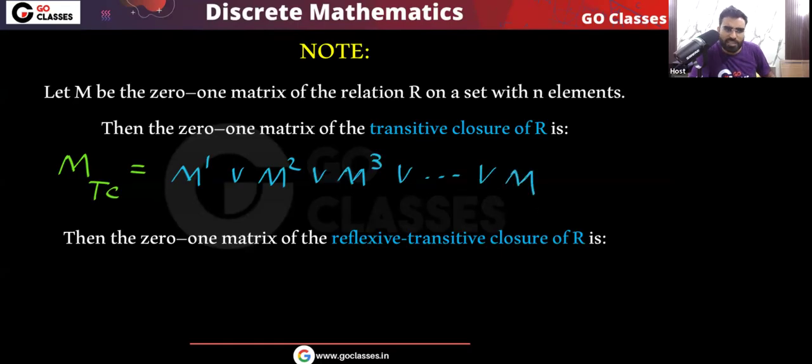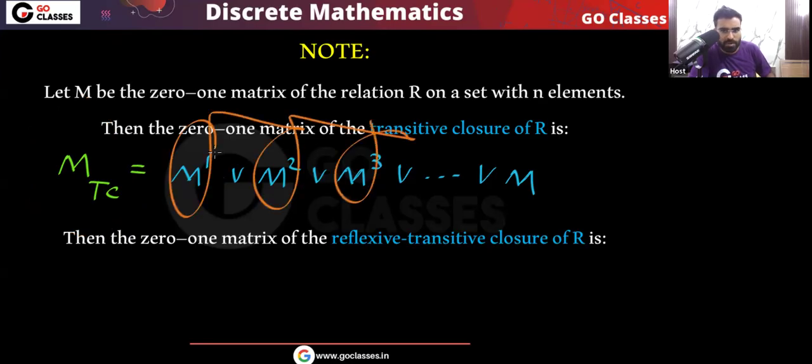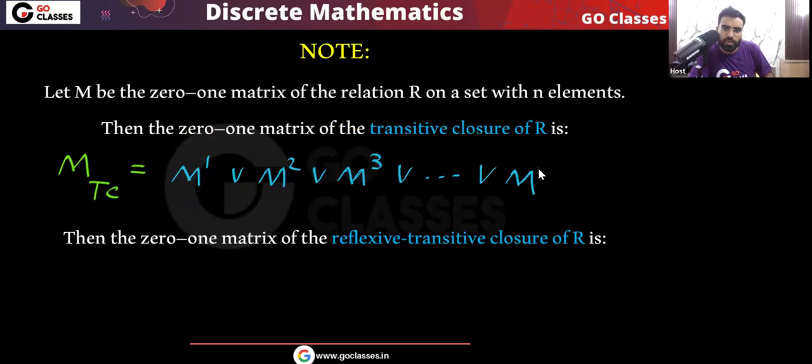What is the worst case of transitivity? Tell me, till when should I go? The matrix representation of the transitive closure of relation R will be M power 1 or M power 2 or M power 3 and so on. Till when should I go? I should go till M power n. This is the worst case of transitivity. I told you in the previous lecture. So this is how you can find the transitive closure of R.